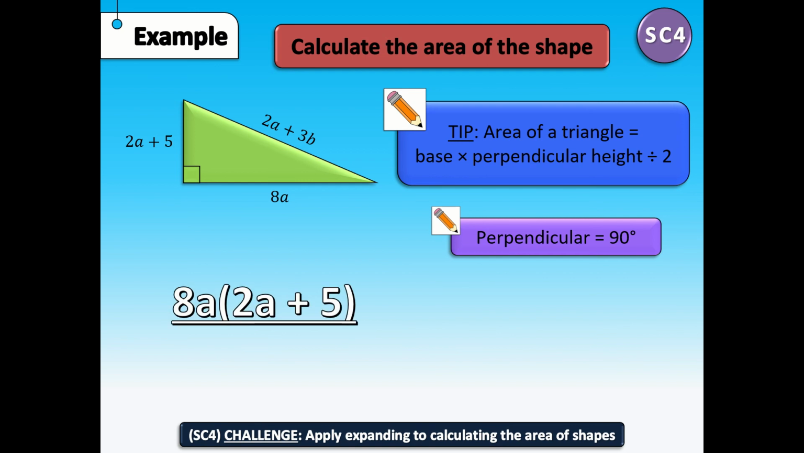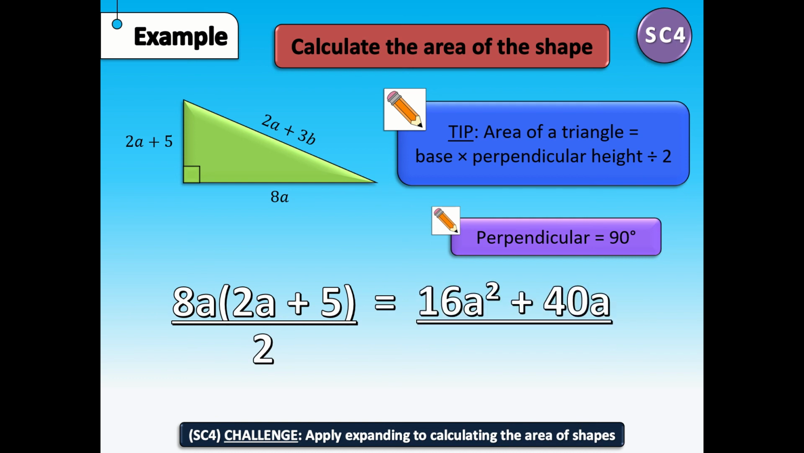So we need to do 8a times by 2a plus 5, and then divide by 2. So that's 16a squared plus 40a, and then we need to divide by 2. So our final answer is 8a squared plus 20a.